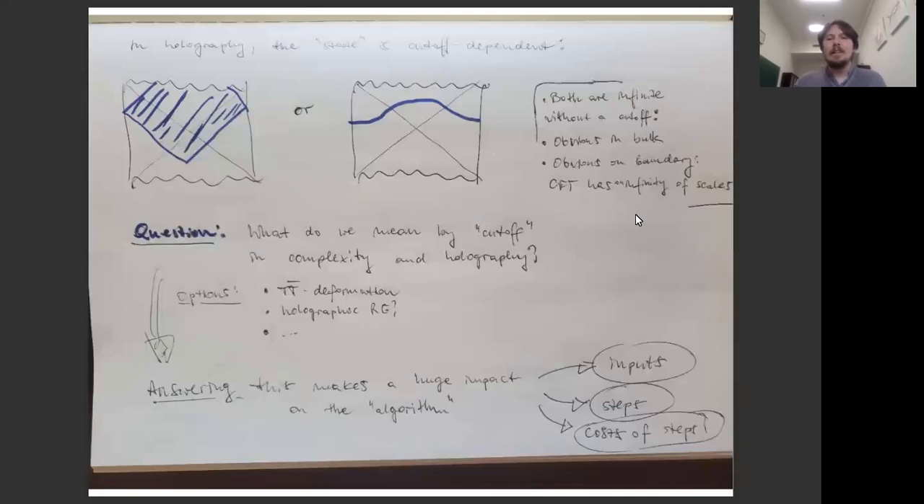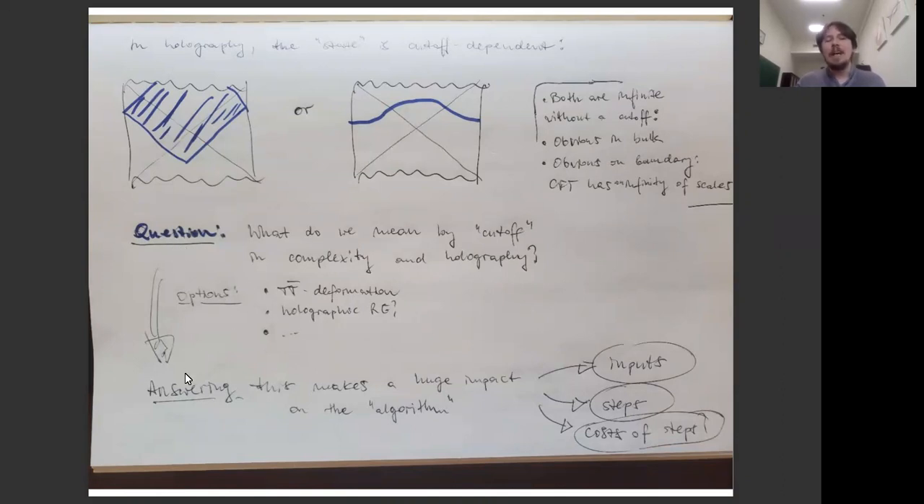And so whenever we talk about holographic complexity or complexity in field theory, we always have to be mindful of the cutoff. So here's a question. What do we mean by the cutoff in the specific context of complexity and holography? We have various options for answering this. Maybe the TT bar deformation is what imposes the cutoff. Or maybe some notion of holographic RG, which is older than the TT bar deformation. Maybe that's the right answer. Or maybe there is some other not previously considered answer to this question.